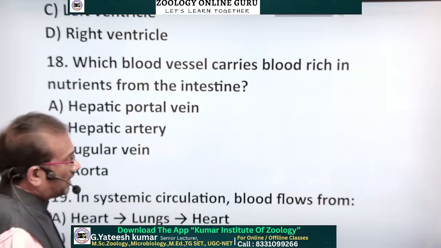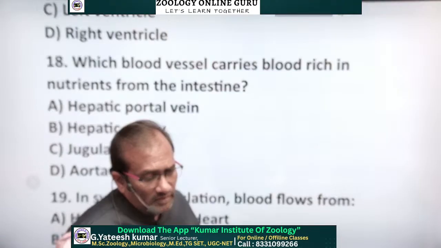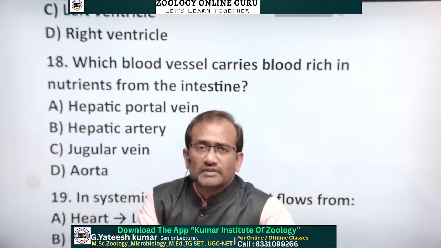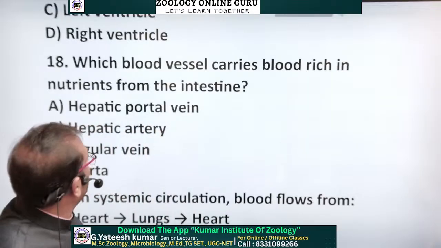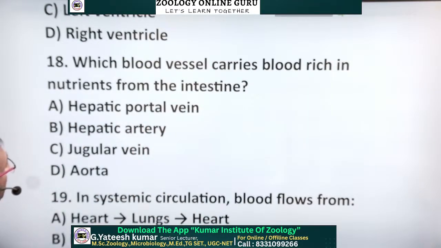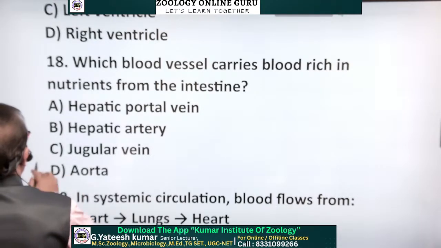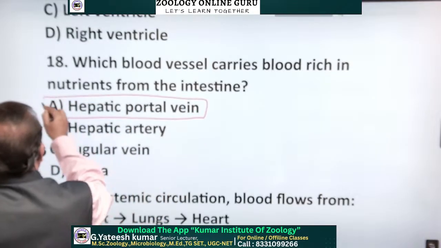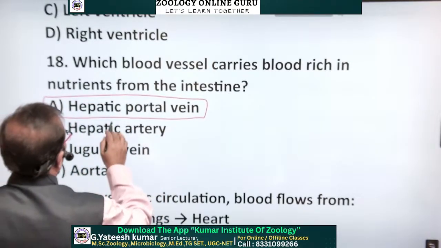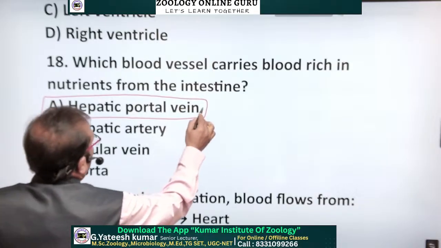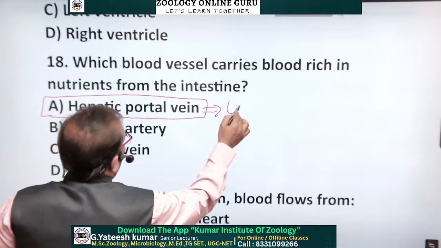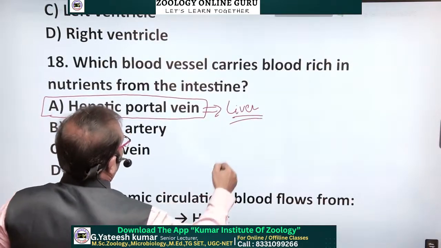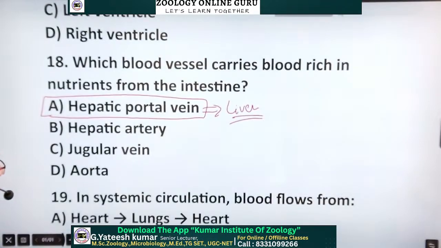Answer the 18th question. Number 18: which blood vessel carries blood rich in nutrients from the intestine? Just now we discussed that the hepatic portal system is present in our body. It transfers the digested food directly to the liver for storage as glycogen, glucose as glycogen.